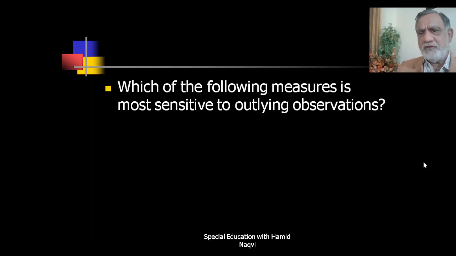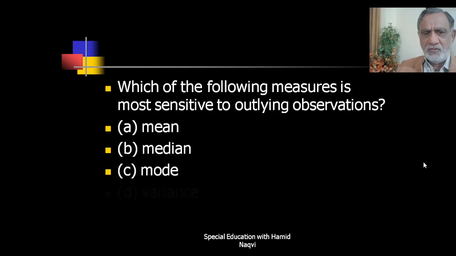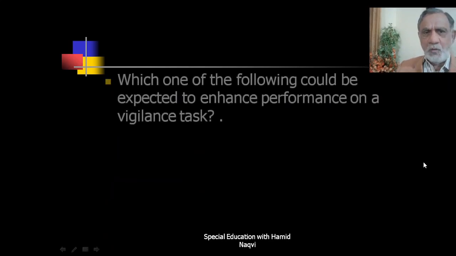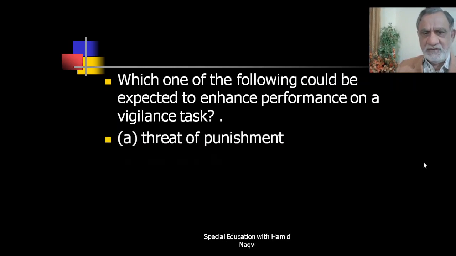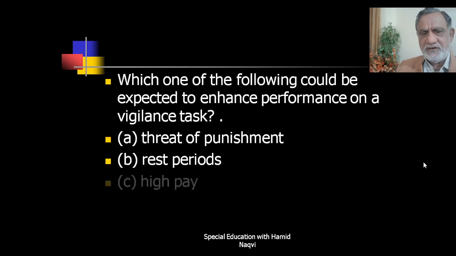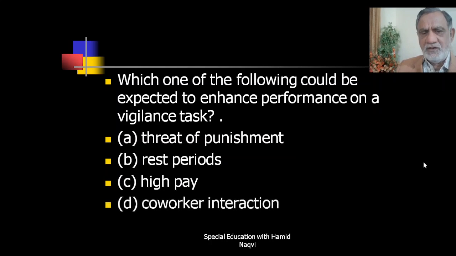Which of the following measures is most sensitive to outlying observations? Mean, median, mode, or variance? Correct is mean, the first one. Which one of the following could be expected to enhance performance on a vigilance task? Threat of punishment, rest periods, high pay, or co-worker interaction? The answer is B, that is rest periods.